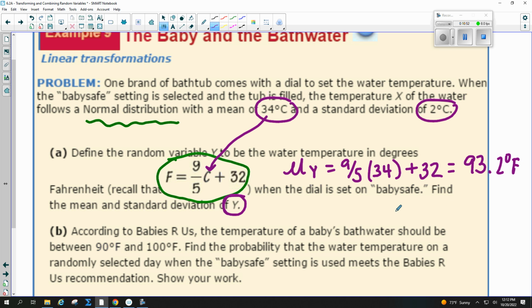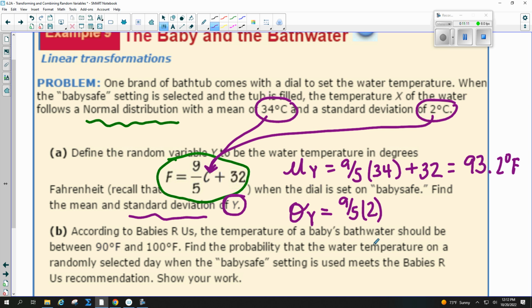And then we need to find the new standard deviation. So you're going to write sigma y, because again, y just means I want it to be in degrees Fahrenheit. And I'm going to take my previous standard deviation and plug it in right here. Am I allowed to multiply by the standard deviation? Yes. Am I allowed to add?